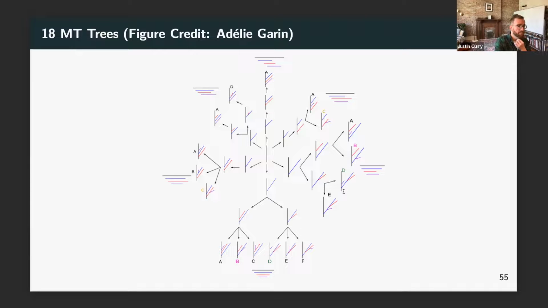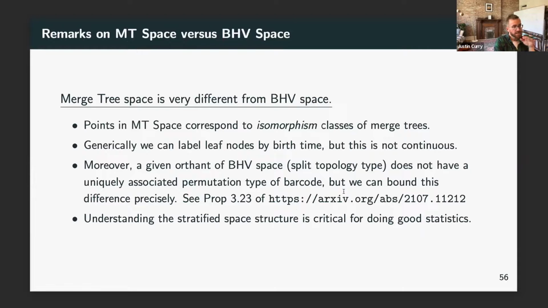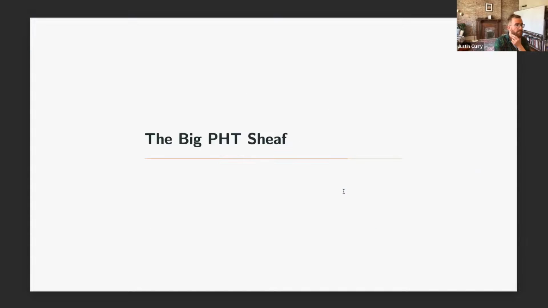All right, so I'll just say that, again, merge tree space is a slightly different animal than phylogenetic tree space, and there's a lot of interesting combinatorics and statistics that needs to be done here. But I want to get to my last story here in my last 5 minutes, if I may.